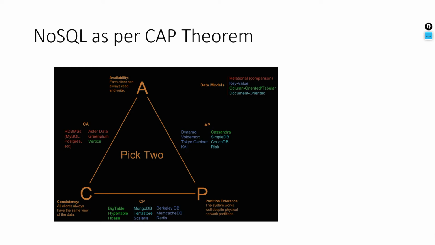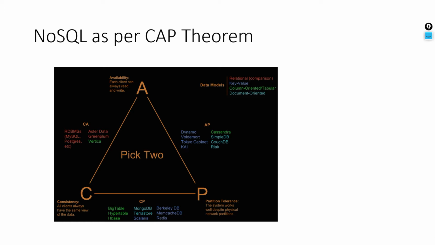Another key concept which you have to know before we jump in is the CAP theorem. So CAP theorem basically means any NoSQL will fall in any two categories of CAP theorem. CAP theorem basically means consistency, availability, and partition tolerance. So you won't be able to get all these three in any one database. You have to compromise on one of them.